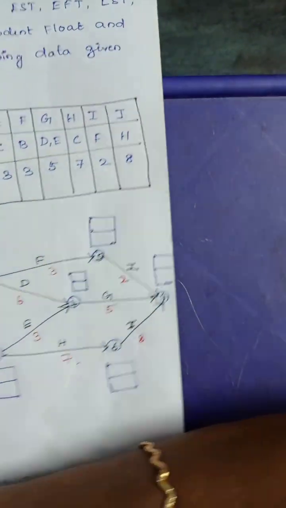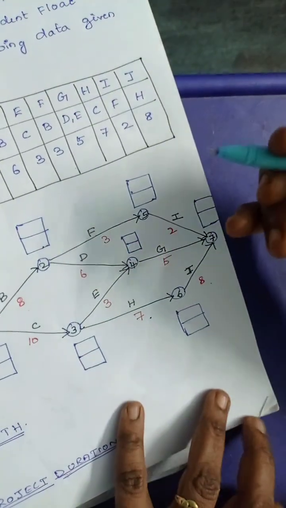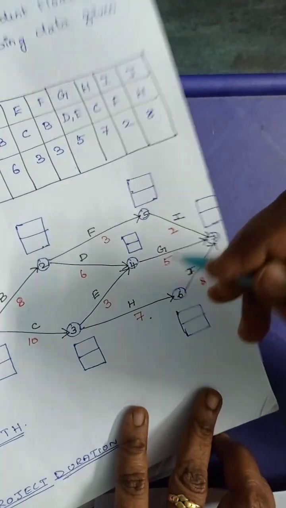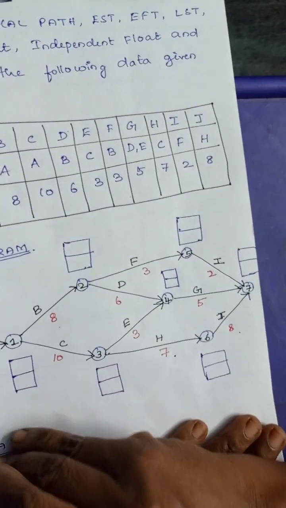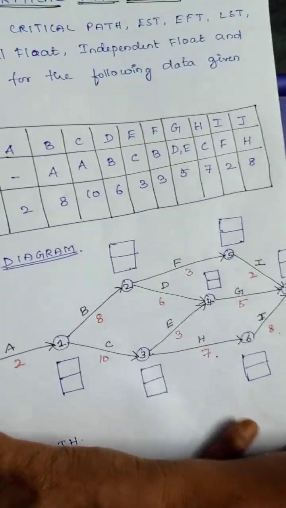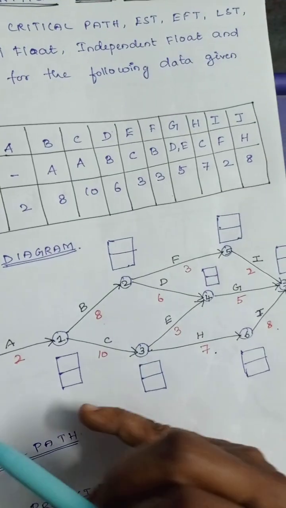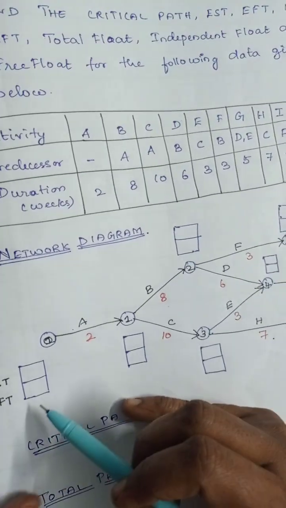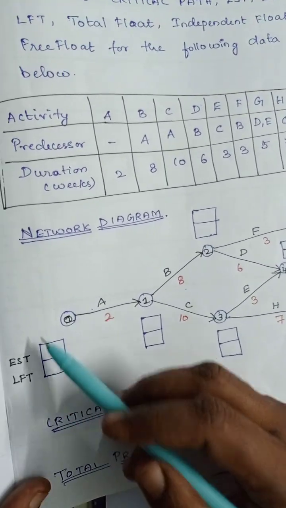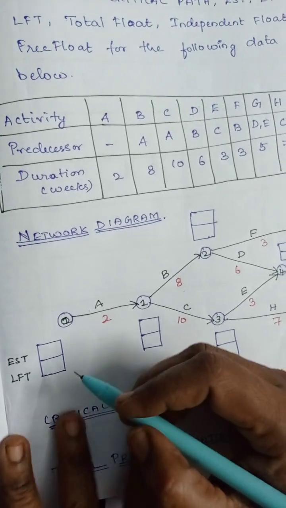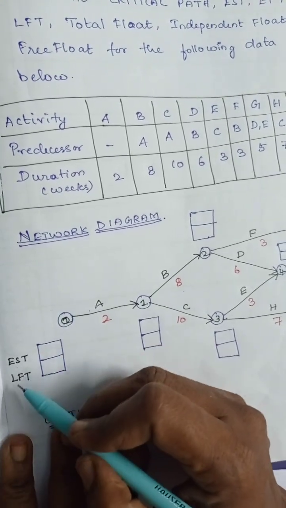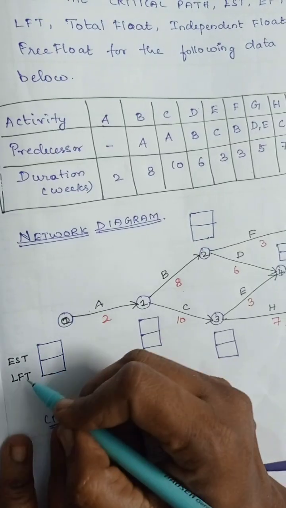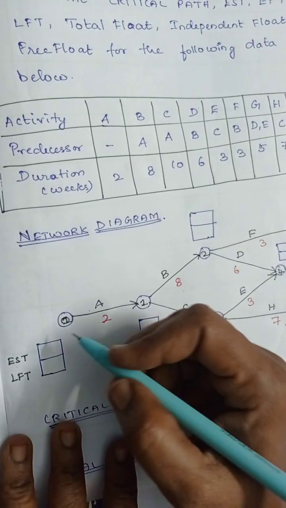After construction of this network diagram you have to find out the critical path. For finding out the critical path you have to calculate EST and LFT. You have to find out the EST and LFT for each particular node. EST is nothing but earliest start time and LFT is nothing but latest finish time.